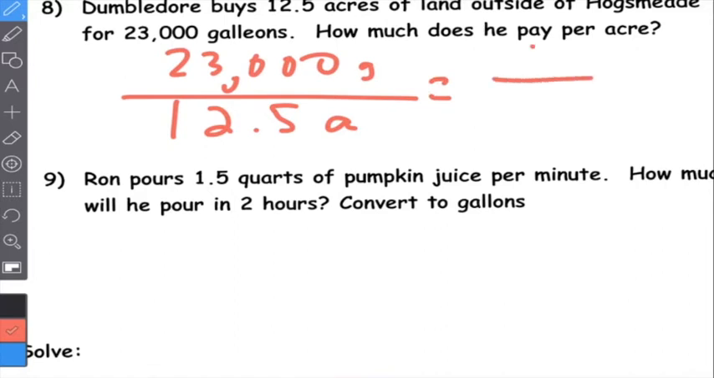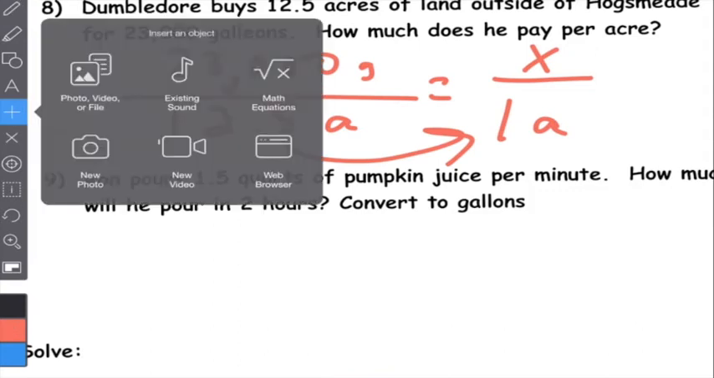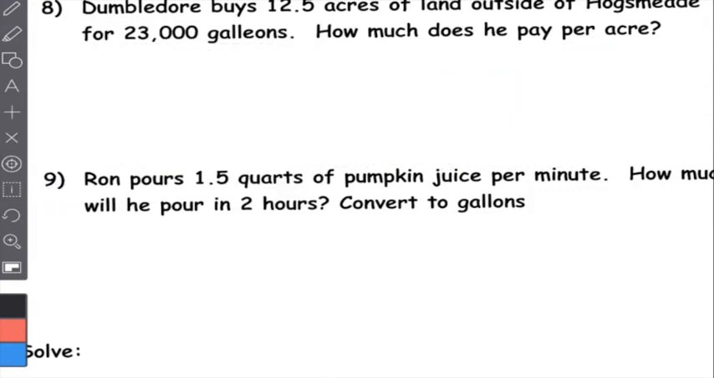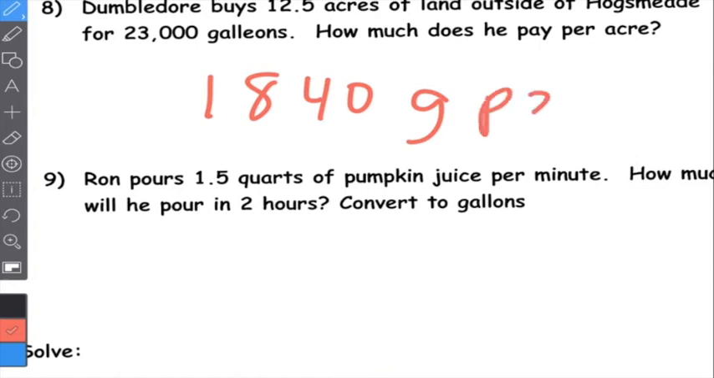So I don't know how many per 1 acre. So how did I get there? I divide by 12.5. So I need to divide 23,000 by 12.5. And if you do that correctly on your calculator, you're going to get 1,840 galleons per acre. And you have to label it out completely.